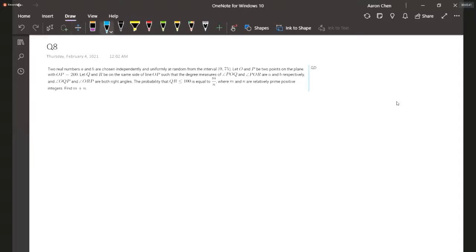So you have two real numbers, A and B, and they're chosen independently and uniformly at random from the interval 0 to 75. And so you let O and P be 2 points on the plane such that OP is equal to 200. And so you let Q and R be on the same side of OP such that angle POQ and angle POR are A and B.